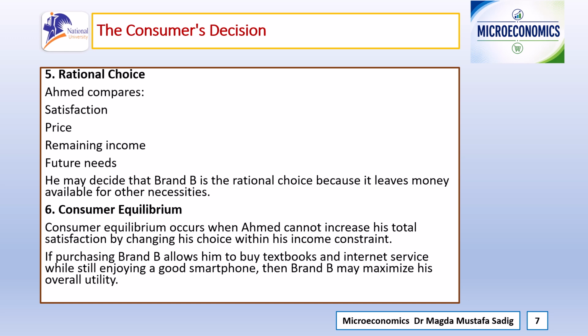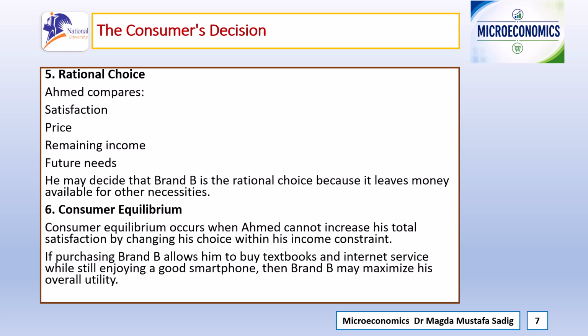Rational choice and consumer equilibrium. Now let us connect everything together. Ahmed compares several factors: price, quality, camera, battery, remaining income, and future needs. Instead of focusing on one feature, he evaluates the entire package. This is called rational decision making.